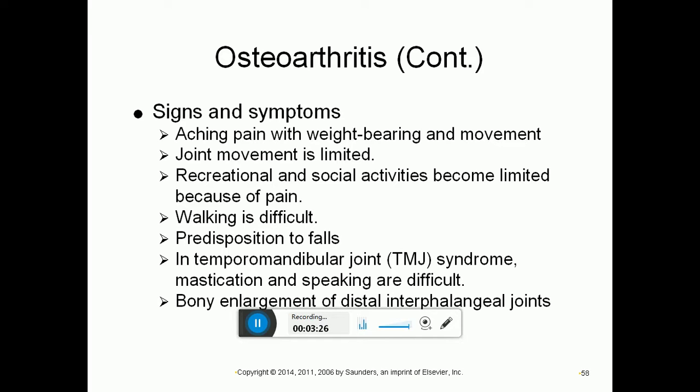There is a decrease or limitation because of the pain. The person's limited in their social activities. Walking tends to become difficult. If osteoarthritis is happening in the TMJ, or the temporomandibular joint, it becomes harder to talk and harder for them to eat, which can lead to malnutrition in older individuals. Because of the inflammation, the joints sometimes tend to become destroyed, or there are bony irregularities and enlargement of the DIPs. DIPs are the distal interphalangeal joints.